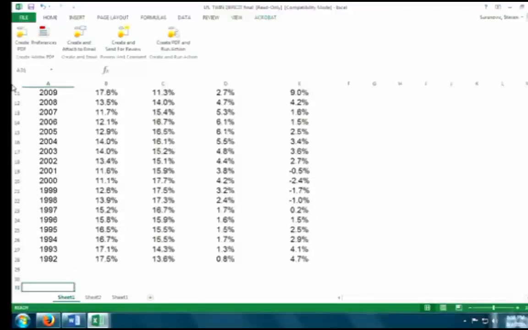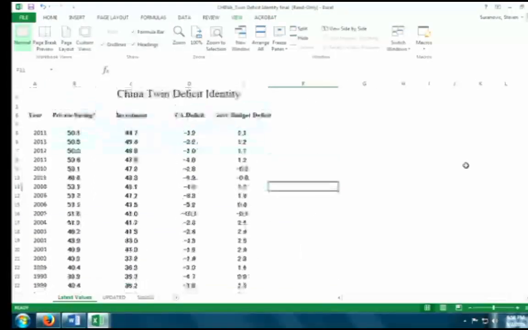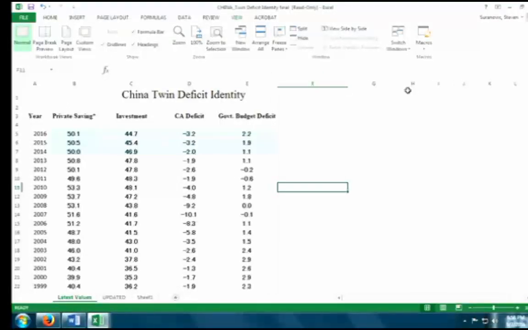Last thing I want to show you is another country. Here's the numbers for China. Does anything look different for China than it does for the United States? What's notably different?